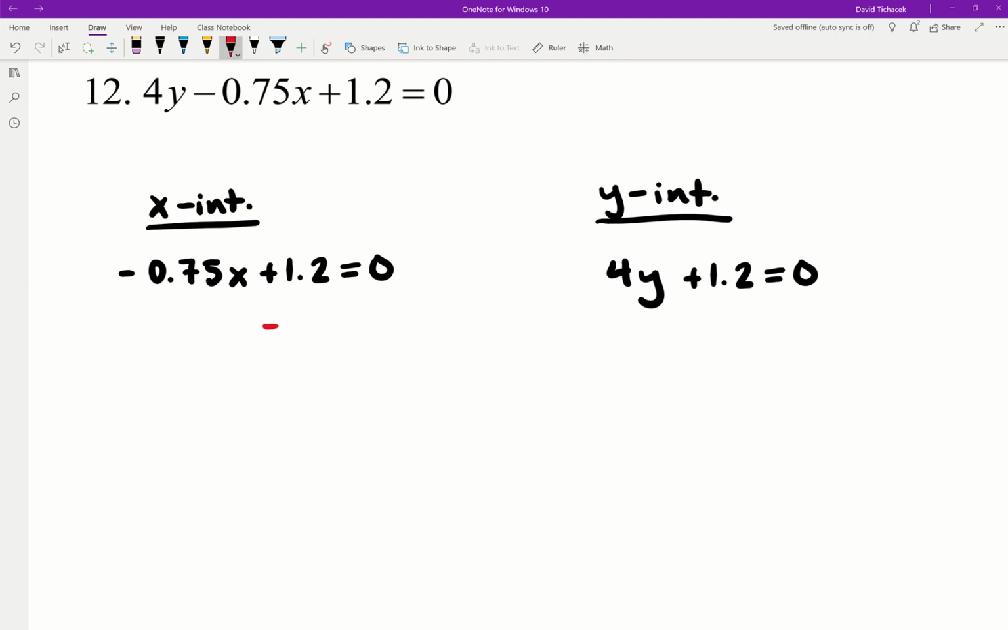Let's go ahead and solve these, right? So I would go ahead and subtract 1.2 from both sides, and that would give me 0.75x is equal to negative 1.2. Over here on this side, I'm going to go ahead and do the same thing. So subtract 1.2 from both sides.